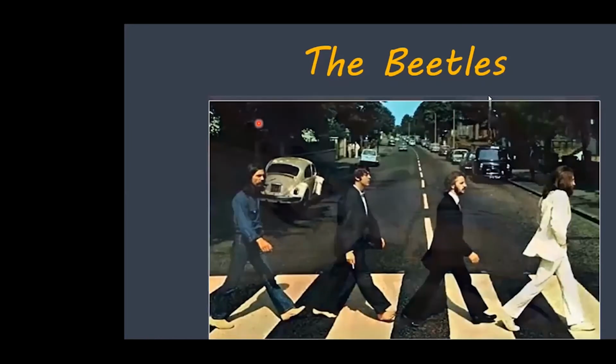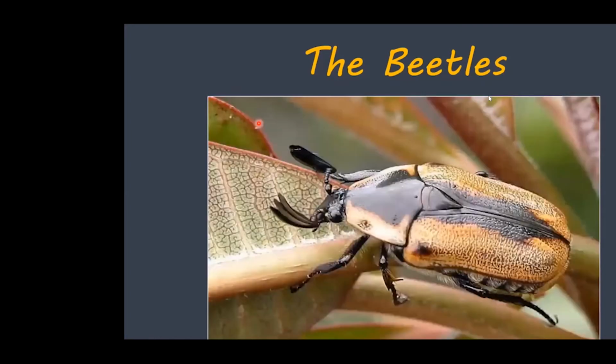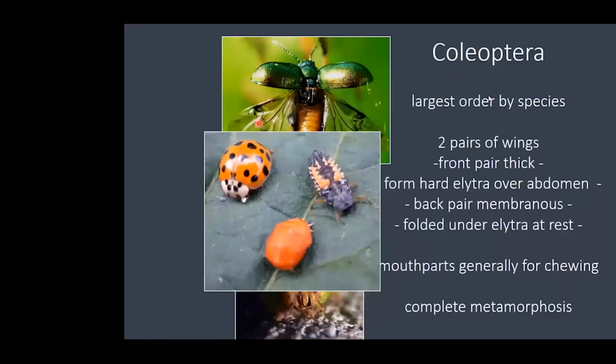So beetles, they're beautiful. Lots of different types of them. And how we can identify them is based on their elytra. So that elytra are actually just a hard cover.